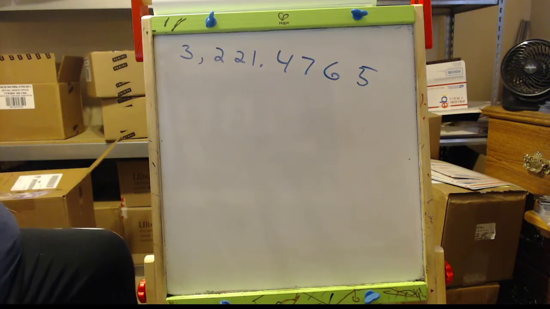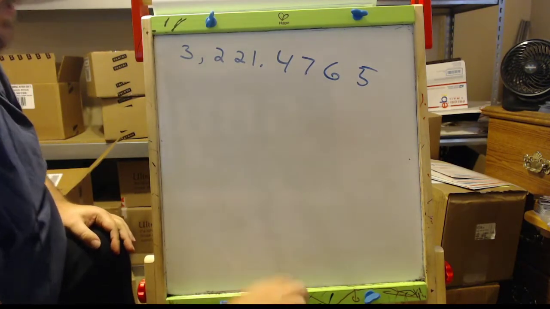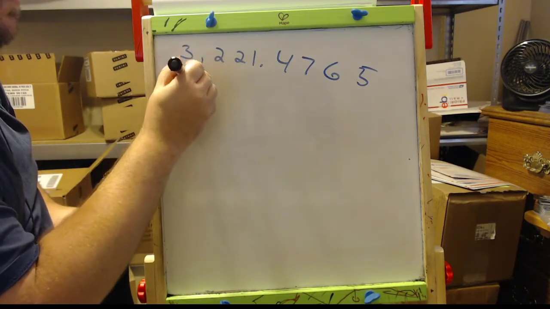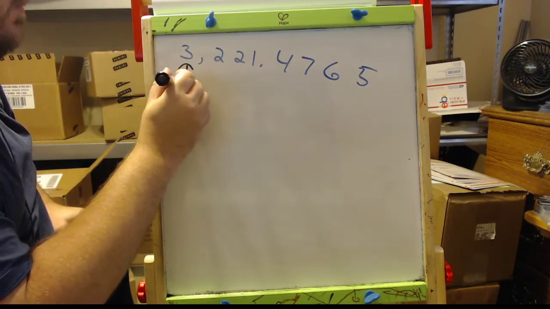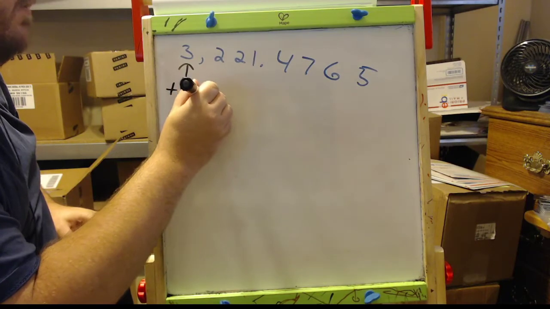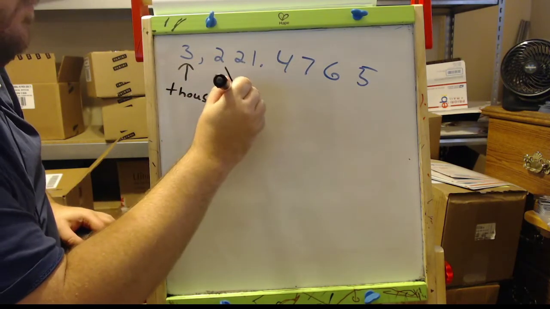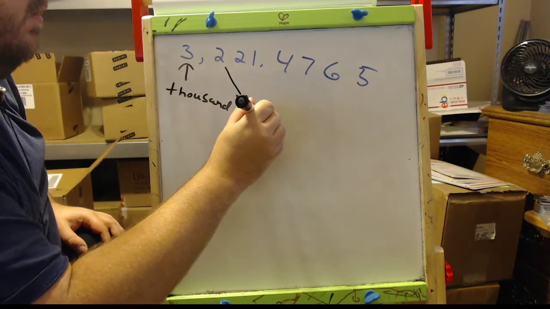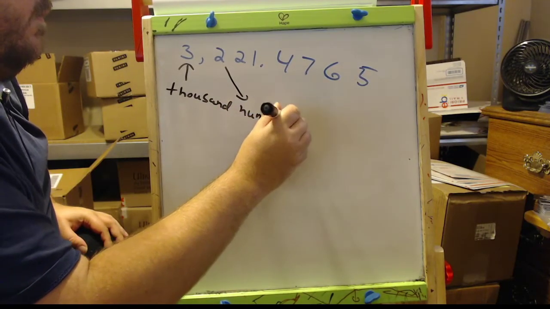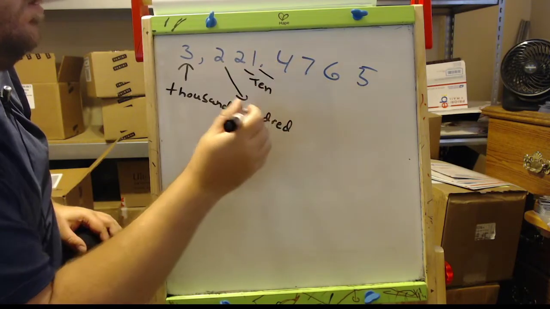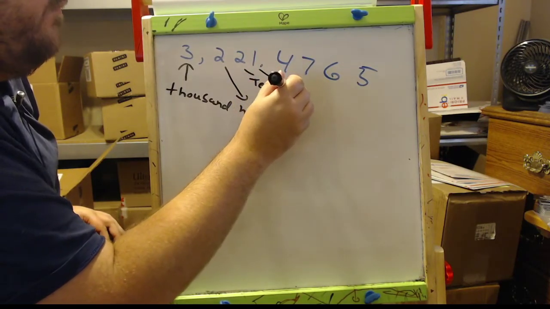Okay, now, place holding. Just so we are aware, and I know we are, but just to review, this is the thousand spot, hundred, 10, or tens, and ones.